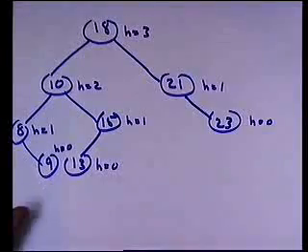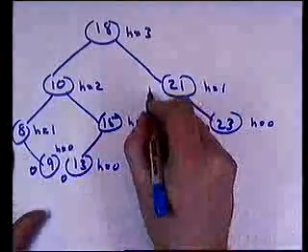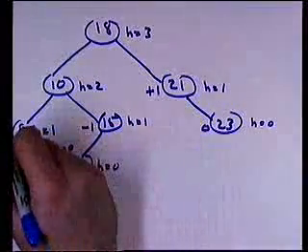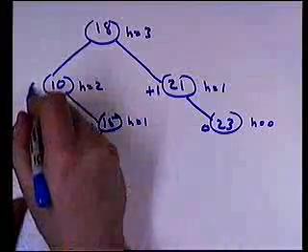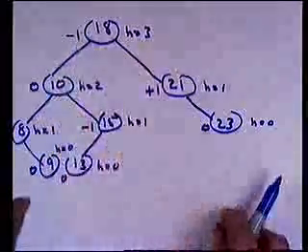And likewise, the balance of all the leaves is 0. The balance here is plus 1. The balance here is minus 1. The balance here is plus 1. Those are equal heights, so that balance is 0. And that's 1 less than here, so the balance is minus 1 at the root.